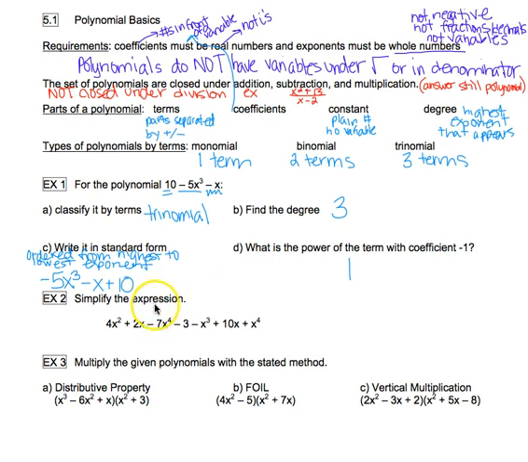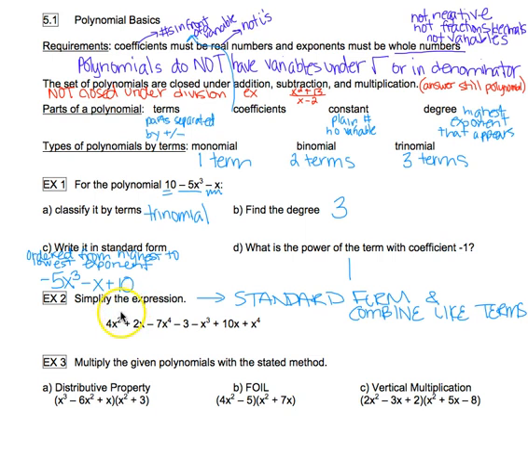All right, example 2, simplify the expression. When we are simplifying, make sure that you're putting it in standard form and combining like terms. Since standard form has highest exponent to lowest exponent, the highest exponent I see here is x to the 4th. There's one here and one there. So -7 plus 1 would be -6x to the 4th.